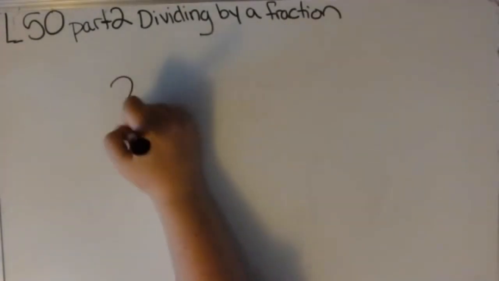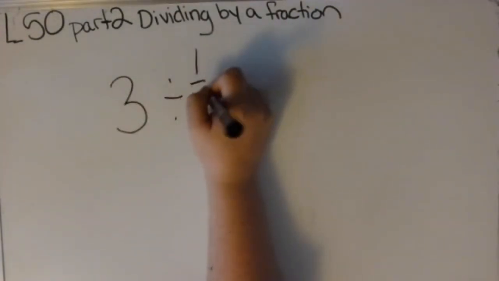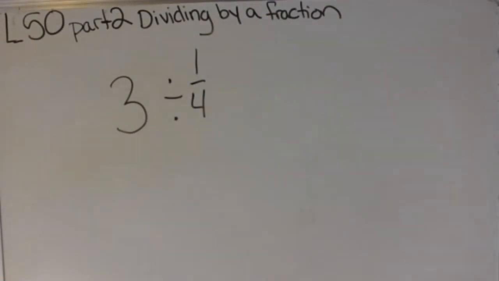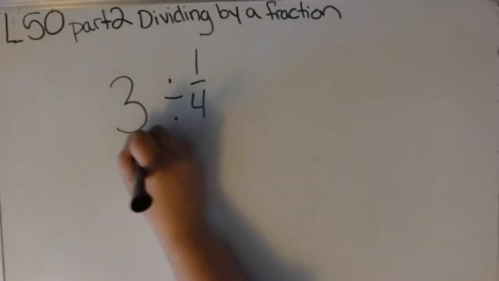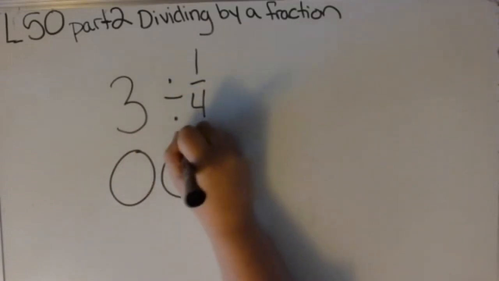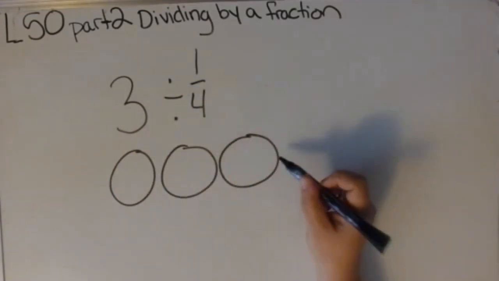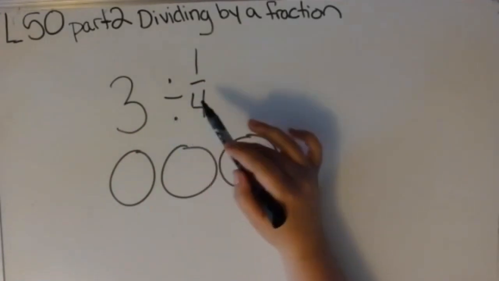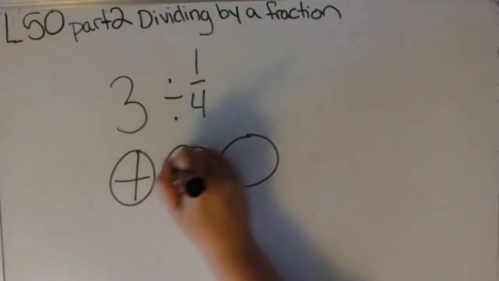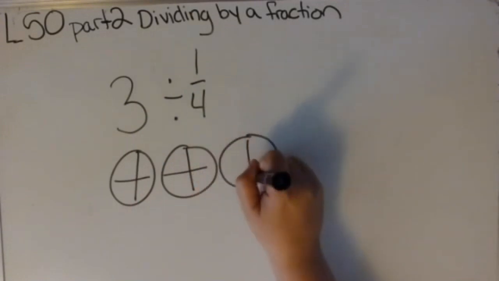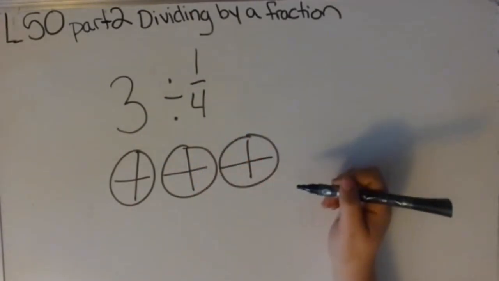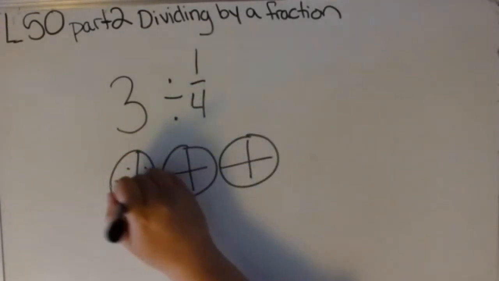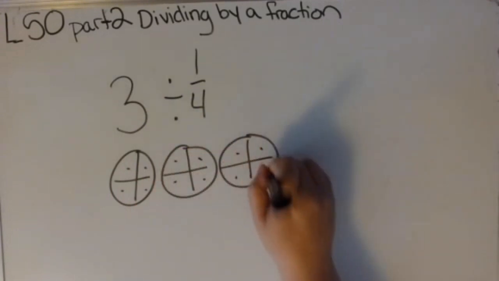So if we have 3 divided by 1/4, there's a couple ways we can do this. I can actually draw this out if I wanted to. So remember, there's 3 wholes, and you're asking how many quarters are in 3 wholes. So I'm taking 3 wholes and breaking it into quarters. So you do that by breaking all of these wholes into quarters, and you'd say, okay, how many 1/4s are there? 1, 2, 3, 4, 5, 6, 7, 8, 9, 10, 11, 12.